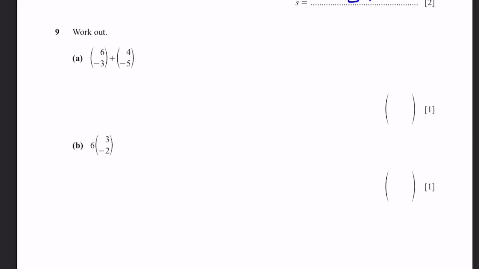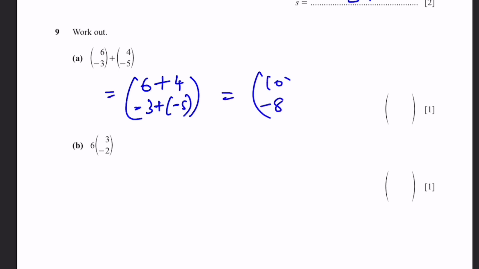Question 9. A. Work out (6, minus 3) plus (4, minus 5). These are vectors. So we can do this as the x, which is 6 and 4. So we add them. And then the y, which is minus 3 and minus 5, we can add those. That'll be 10 minus 8. So that'll be (10, minus 8).